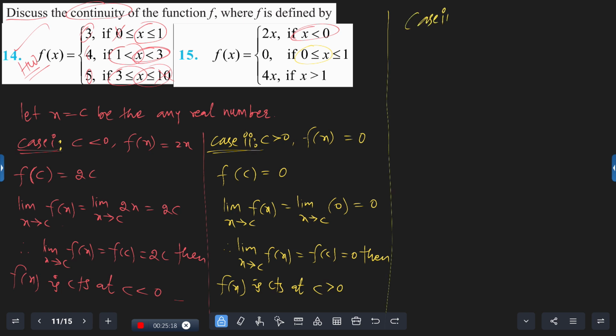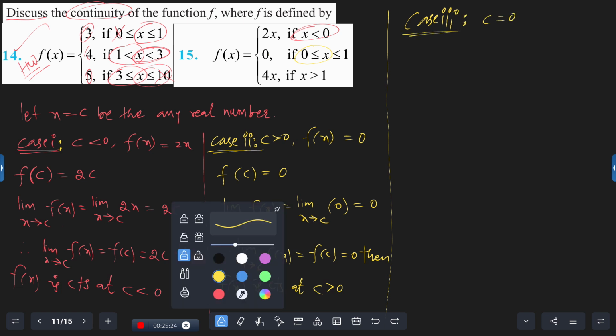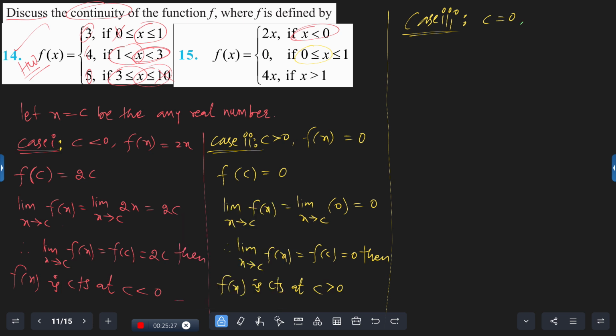So case number 3, c equal to 0. For c equal to 0 we have both the limits. See, left is also there, right is also there. So for 0 we have to use the left hand limit. The left hand limit of 0 is limit x tends to 0 minus f of x. So left of 0 what do we have? 2x. So apply limit x tends to 0 minus 2x. So 2 into 0 is 0.